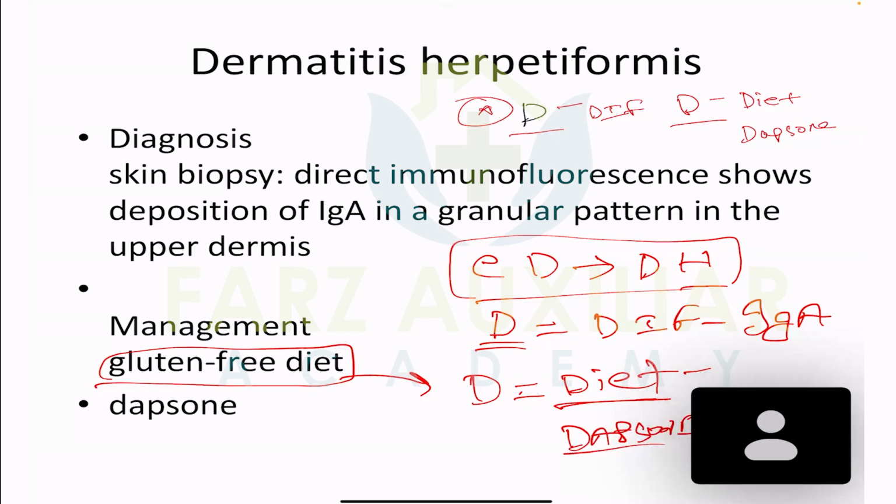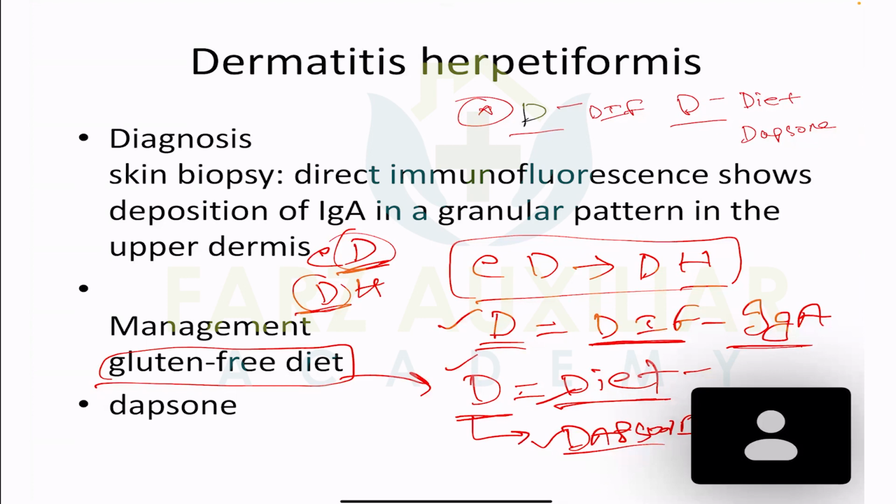So you should know about D. So that is CDDH. The common rule is D. By D, you should memorize this: direct immunofluorescence shows IgA, and diet modification and Dapsone will be the treatment. So within seconds, you can finish your dermatitis herpetiformis by writing these words: CD, DH, and 2D.